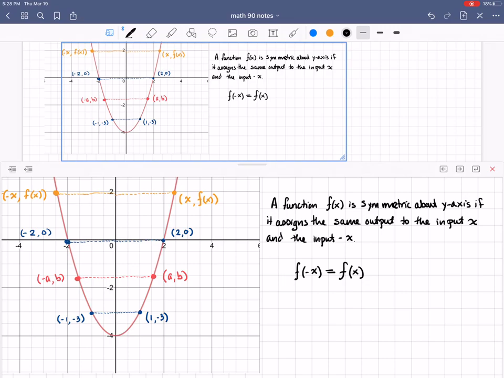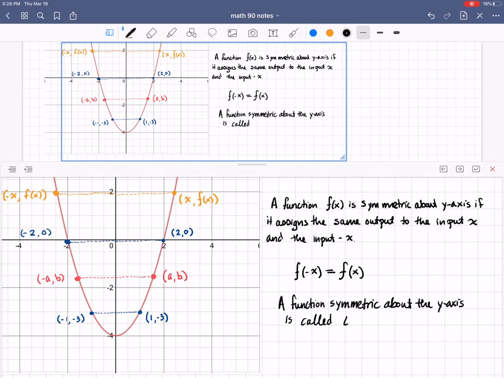So that is the function notation way to say what we've said in the last few examples. That if you take a point on the graph, there'll be another point on the graph with the same y-coordinate but the opposite x-coordinate. And the last thing I'm going to say in this lesson is a function that's symmetric about the y-axis is called even. So that's a lot faster to say. We say even rather than symmetric about the y-axis.